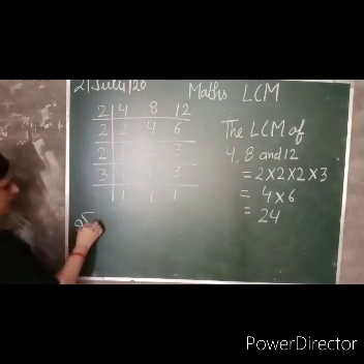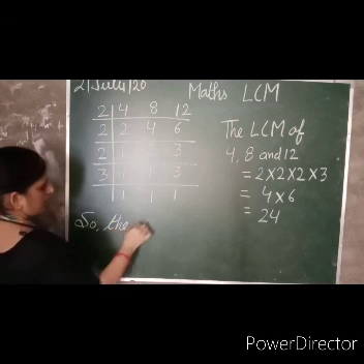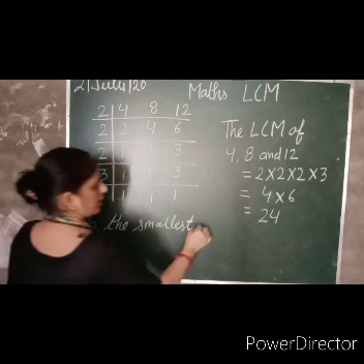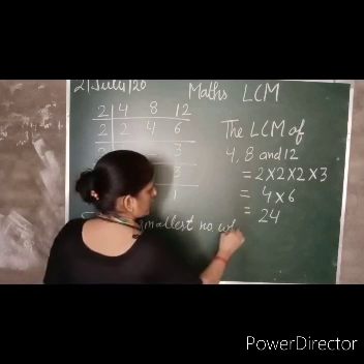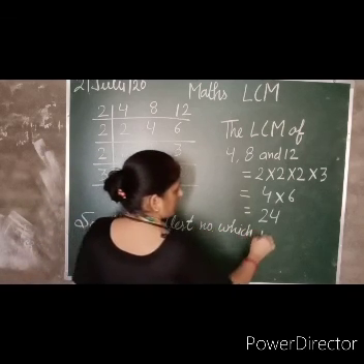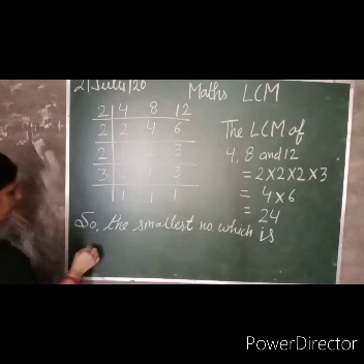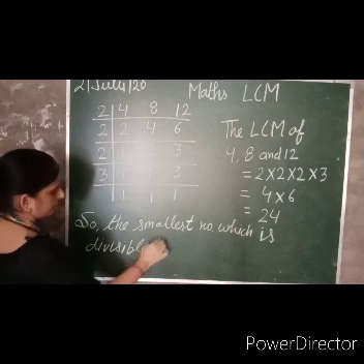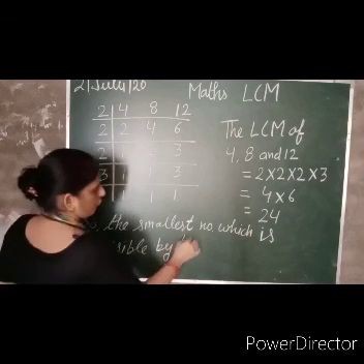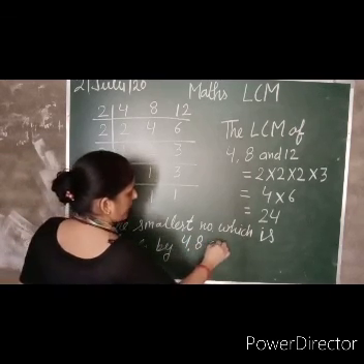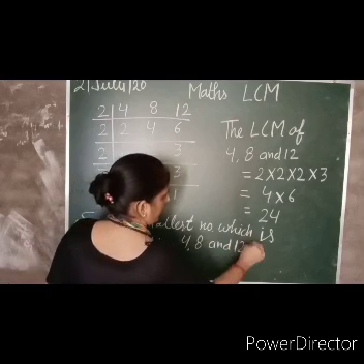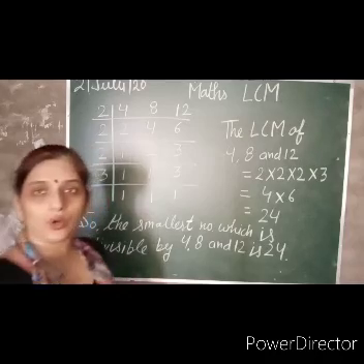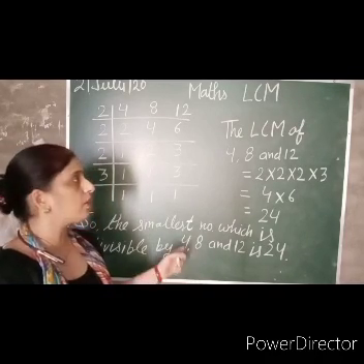So in the last we can write: the smallest number which is divisible by 4, 8 and 12 is 24. I hope you have understood how we have to do the word problems on LCM.